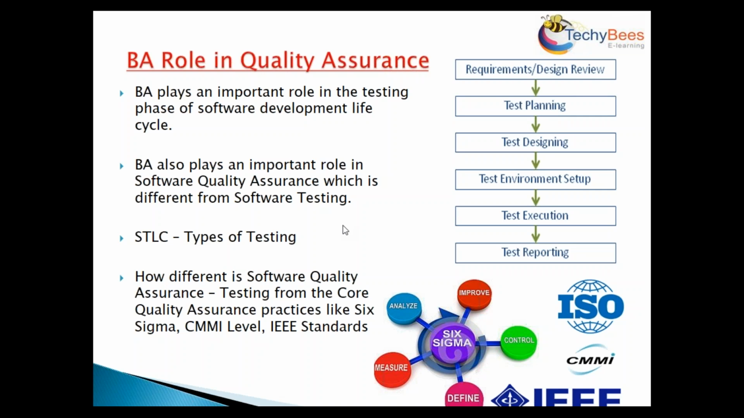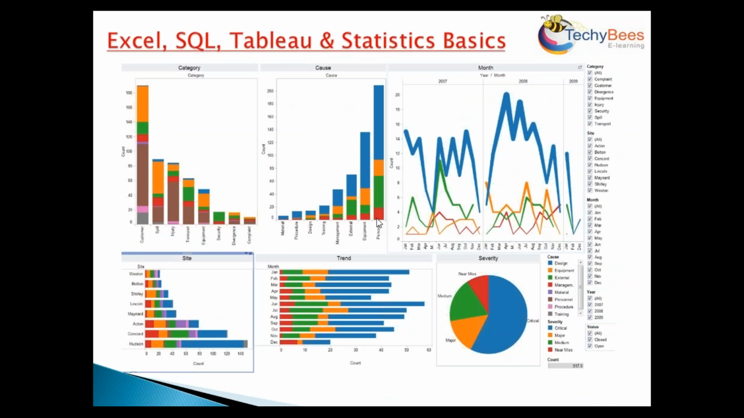There's also a project pertaining to core quality assurance metrics. As a BA, you must know the names of the metrics and why they are used, which we will see when we look at the live project. Here is a sample visualization.